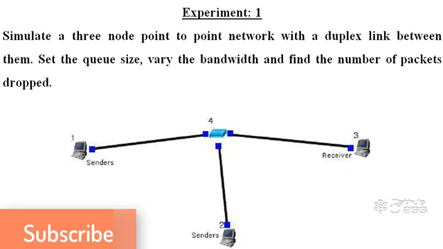This is a video tutorial series on Computer Networks Laboratory using NCTU-NS. The first experiment is to simulate a 3-node point-to-point network with a duplex link between them. Set the queue size, vary the bandwidth, and find the number of packets dropped.